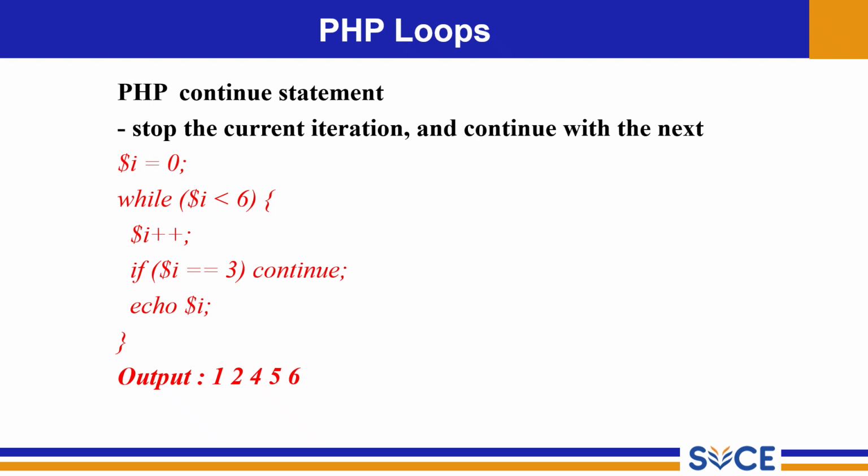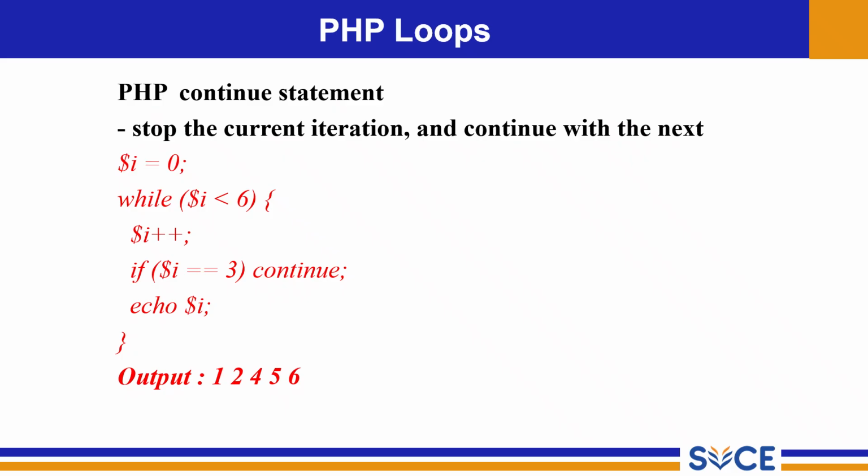Now, we will see about the continue statement. The continue statement in PHP is a control structure used within a looping construct to skip the remainder of the current iteration and proceed to the beginning of the next iteration. Let us see the usage of the continue statement with a sample program.